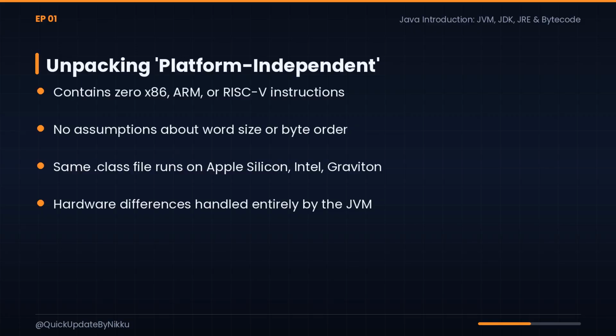Platform independence is not marketing, it is a precise technical property of the bytecode format. The instruction set bytecode uses is defined by the JVM specification, not by any CPU vendor. When the JVM executes bytecode on Apple Silicon, it JIT compiles to ARM64 instructions. On an Intel Xeon it produces x86-64. The bytecode itself never changes, only the JVM's output does.